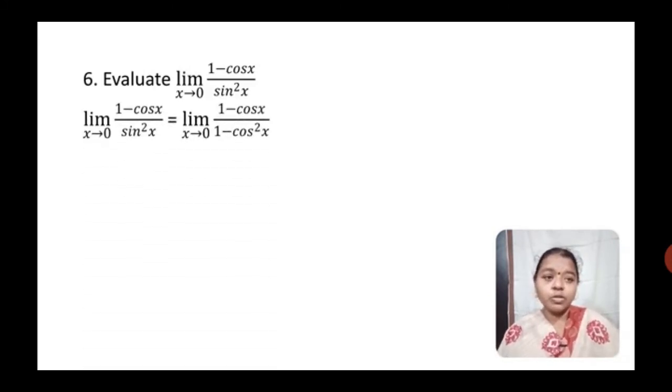So we all know cos square theta plus sine square theta is equal to 1. This is the first trigonometric identity which everybody knows, right? So from this we will find out what sine square x is. Sine square x is 1 minus cos square x, which we will substitute in the denominator. Hence we get limit x tends to 0, (1 minus cos x) divided by (1 minus cos square x).